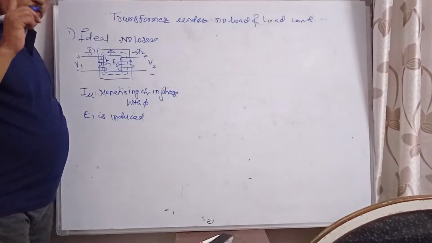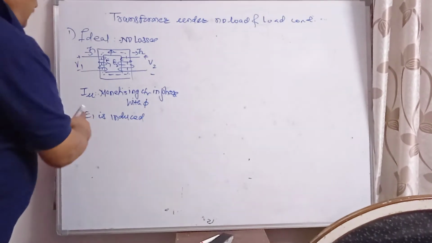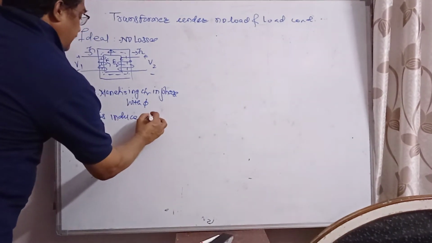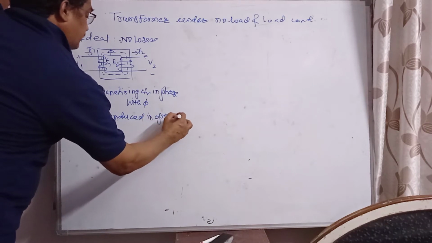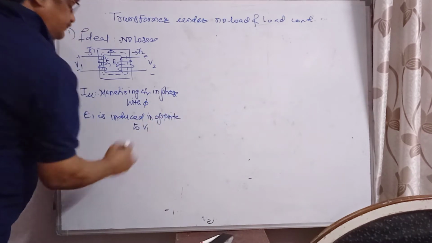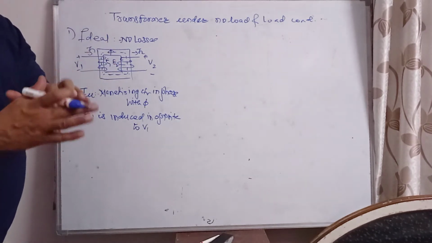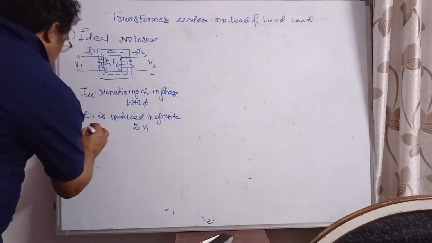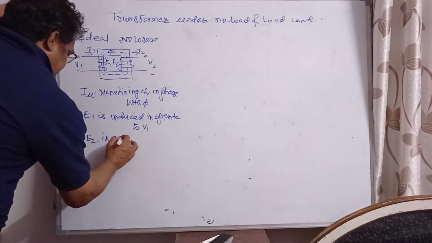Lenz law, I have told you already. Direction of E1 is opposite to V1. It is induced in opposite direction to V1. E1 induces E2, mutual induction effect. E1 induces E2. So E2 is in the same direction as that of E1.